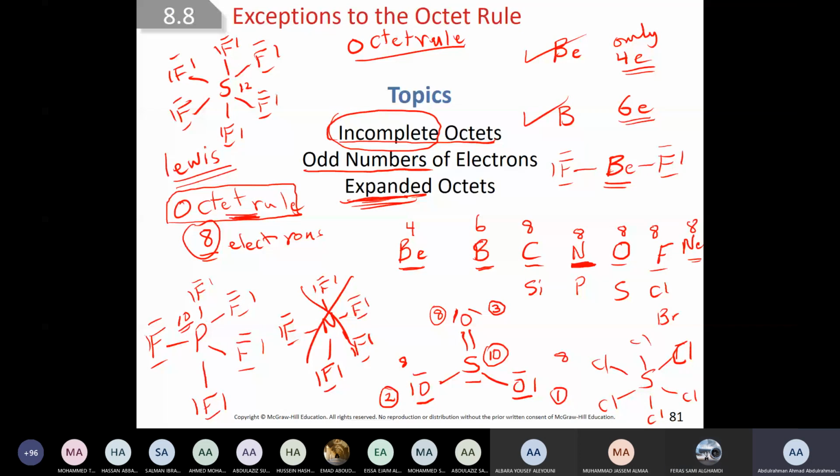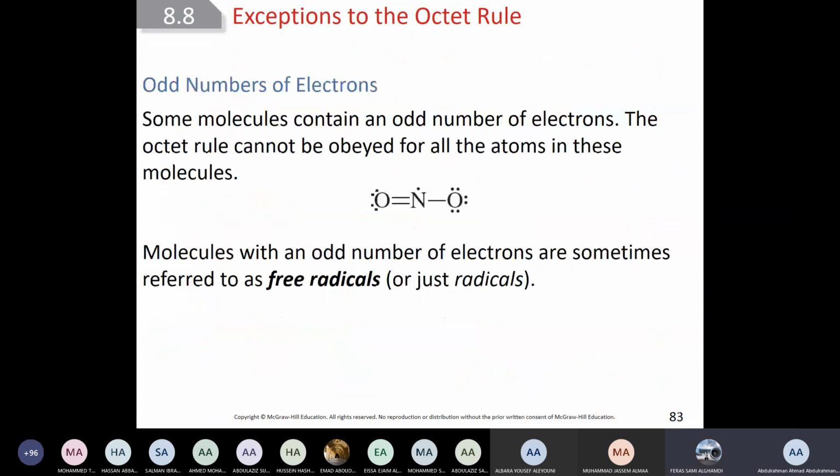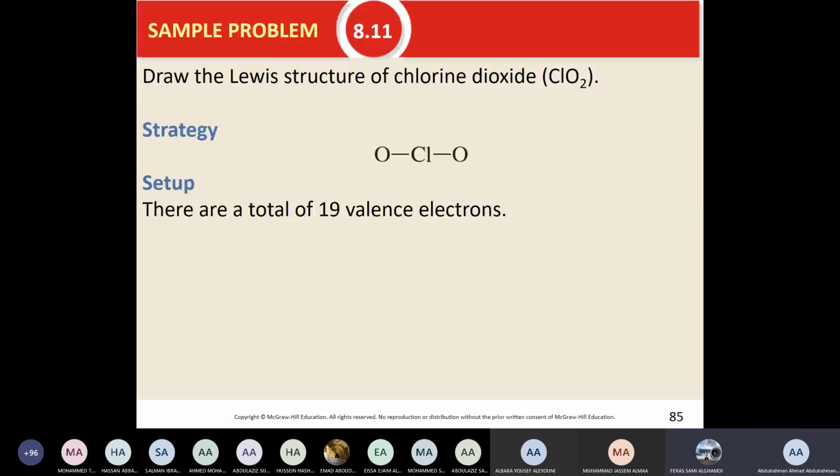But in this case, what's the formal charge of chlorine? I mean, not formal charge. How many electrons are on this chlorine? All the chlorines. 8. And how many around the sulfur? 12. Very good.